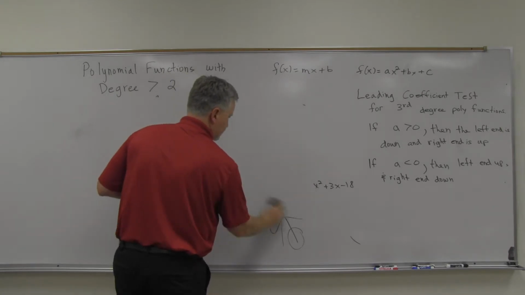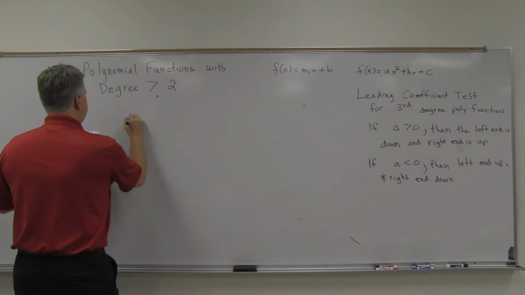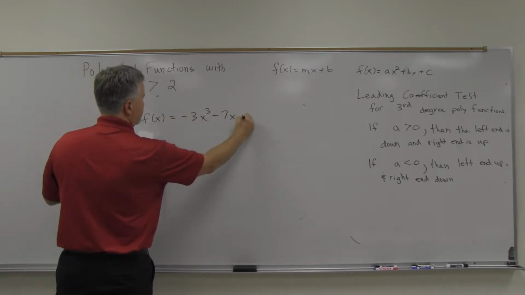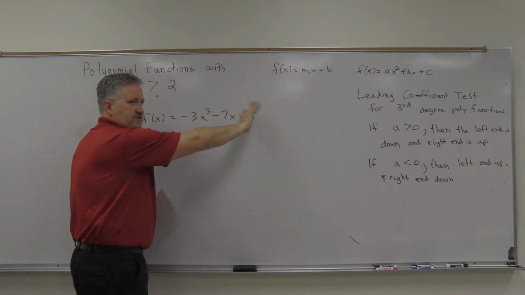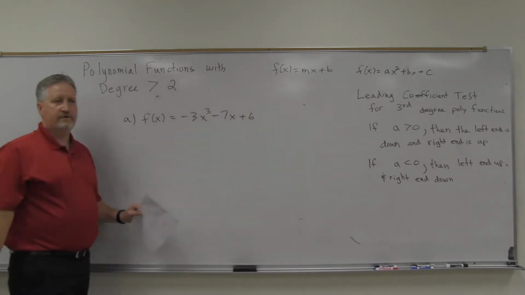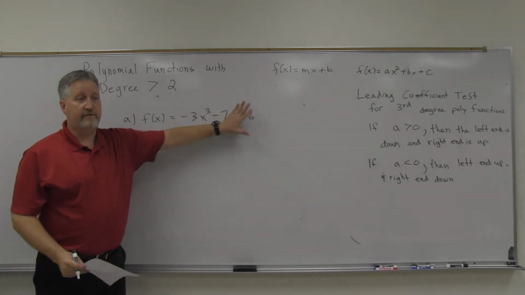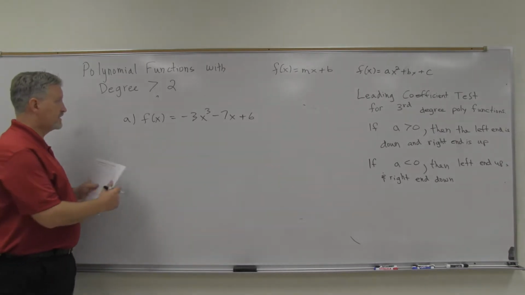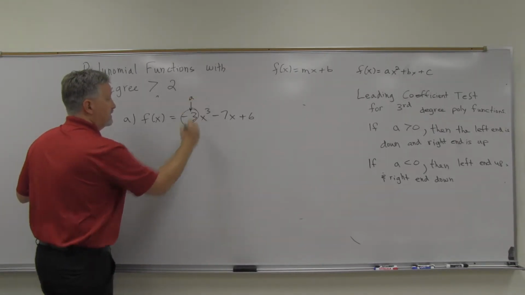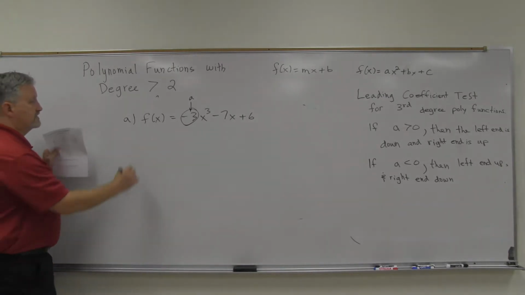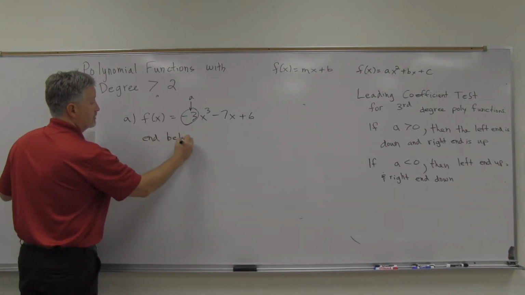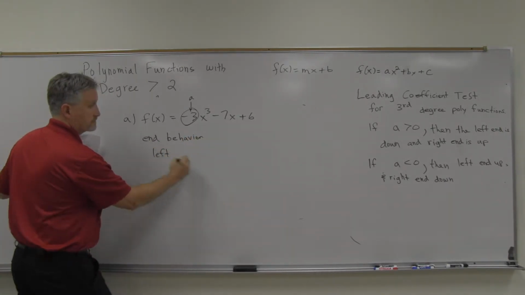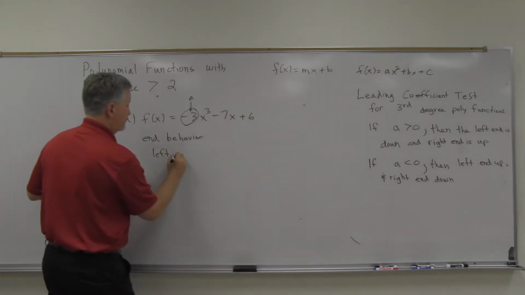Well, we've used this. So we've got f of x equals -3x cubed minus 7x plus 6. It really doesn't matter what comes after the third degree term, whether it's negative or positive. It's what the first term is. And so here A is -3. So what is the end behavior? Left end up, right end down.